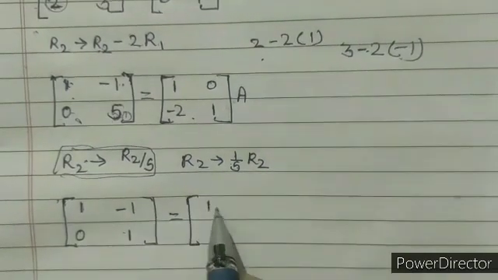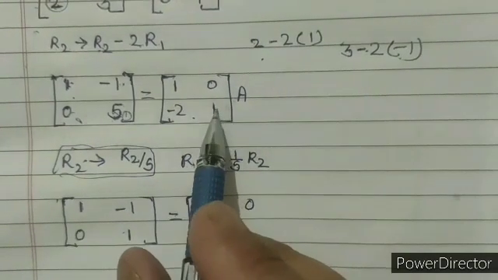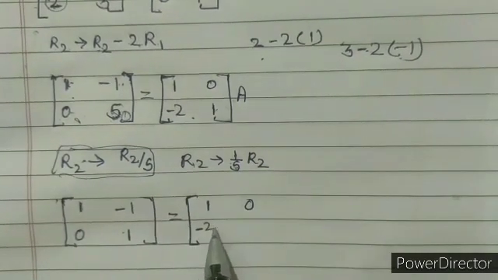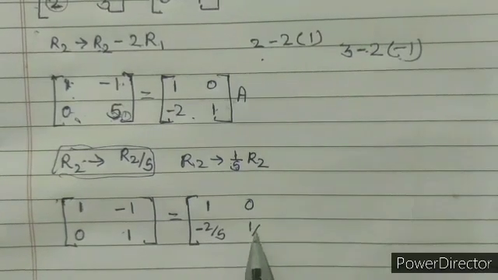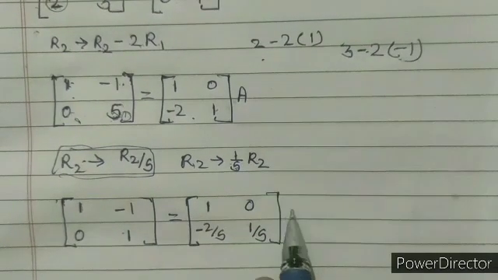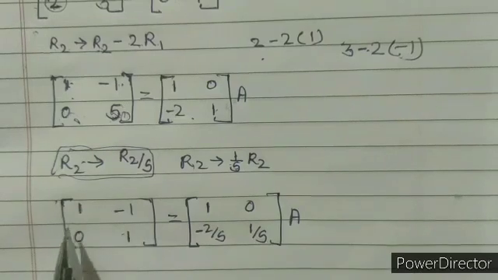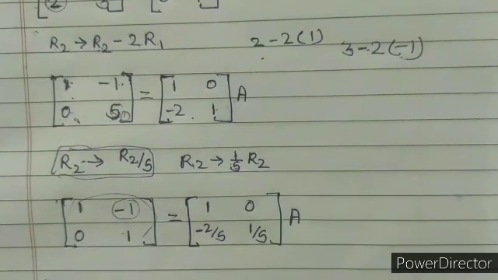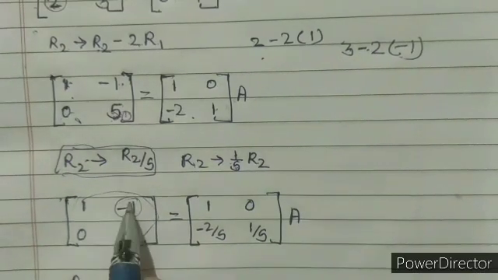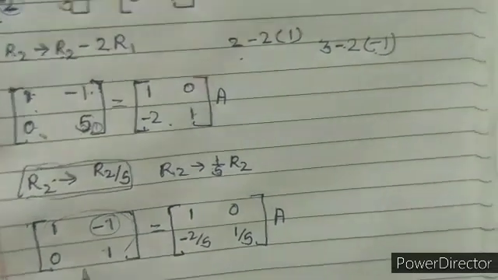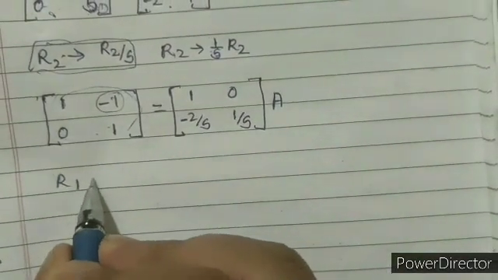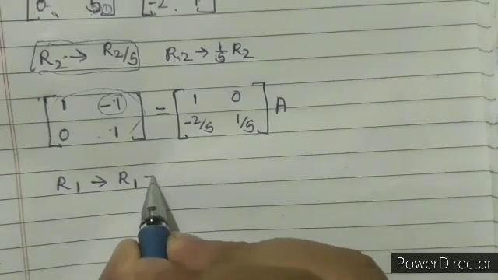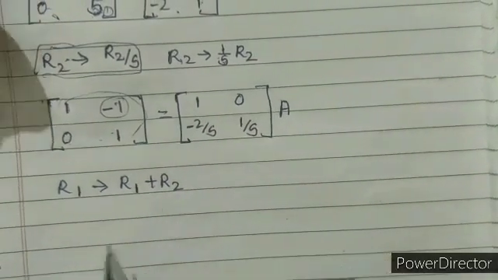Now a similar operation will be applied to row 2 of this matrix. 1 by 5 into minus 2 will be minus 2 by 5, and 1 by 5 into 1 will be 1 by 5 into A. Now, in order to convert into the identity matrix, we need to convert this minus 1 into 0. Minus 1 plus 1 is equal to 0. That means row 1 will be converted by adding row 2 to it.